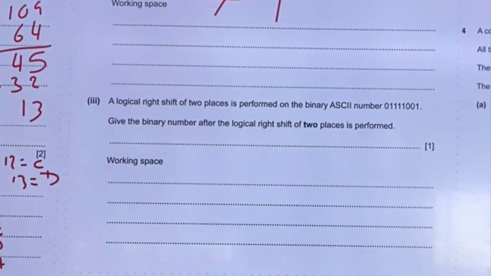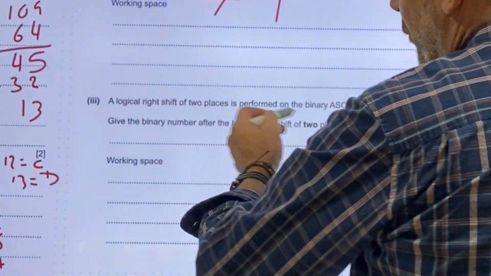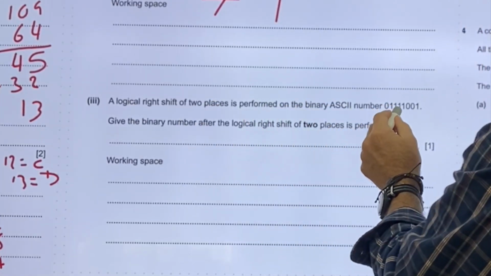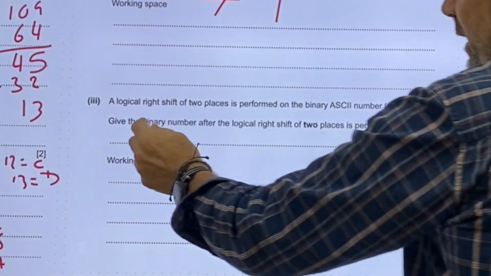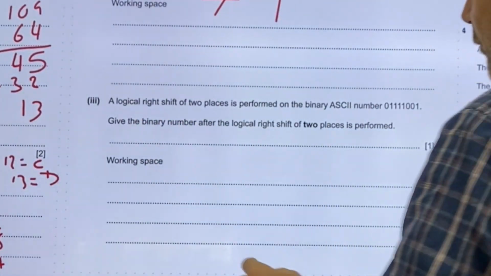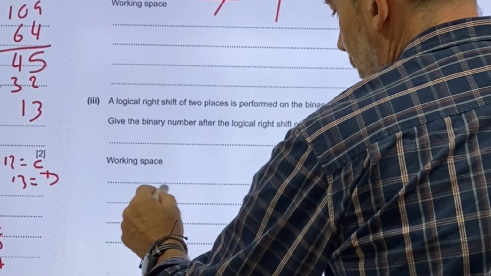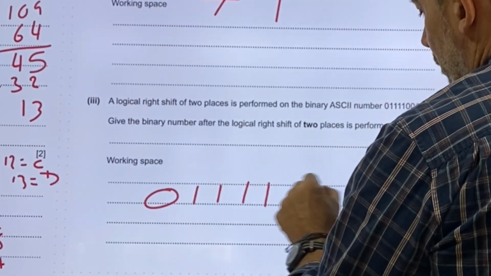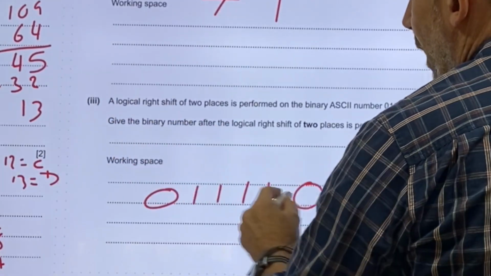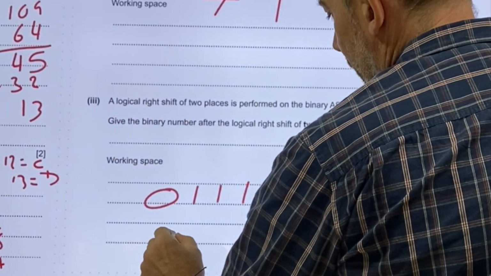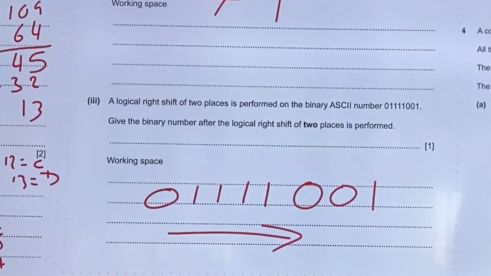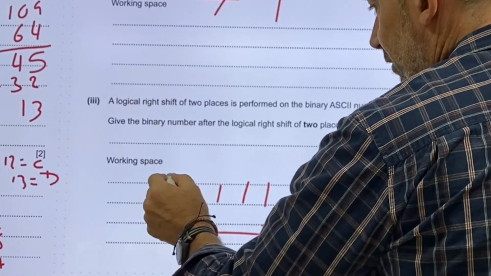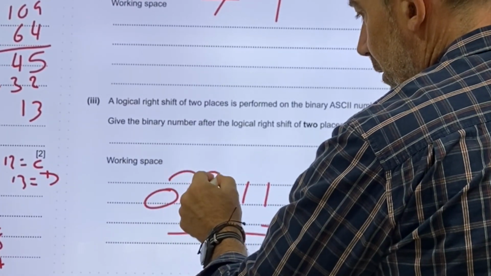A logical right shift of 2 places is performed on the ASCII number 0111101. Give the binary number after the logical shift of 2 places is performed. So 0111101. And I'm going to the right, so I'm going this way. Okay? So 2 places.